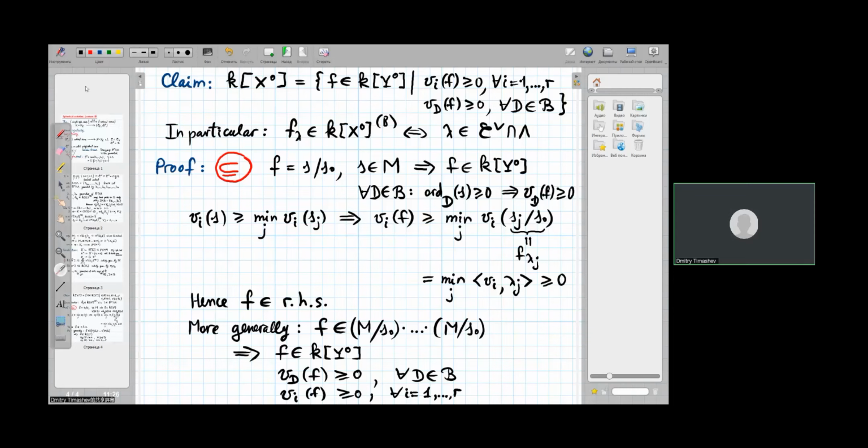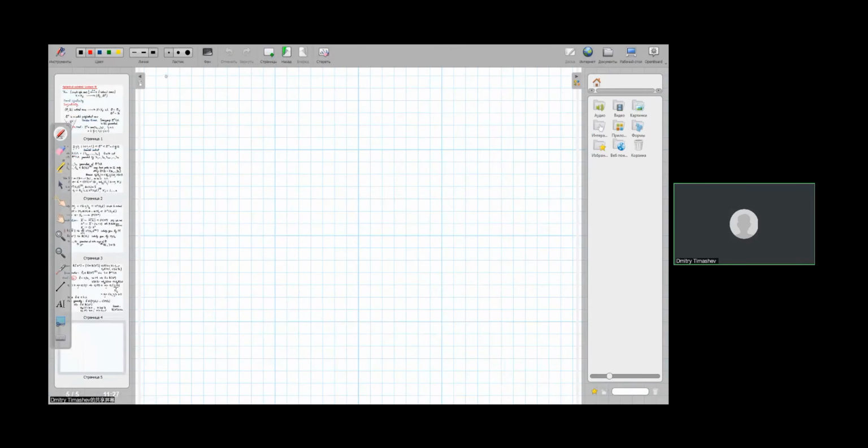Well, let me write the conclusion. We have deduced that any function in this coordinate algebra sits in the right-hand side. So we have deduced that the coordinate algebra of X_0 is contained in the right-hand side. Okay, and now let's turn to the reverse inclusion. Now we have to prove this inclusion.